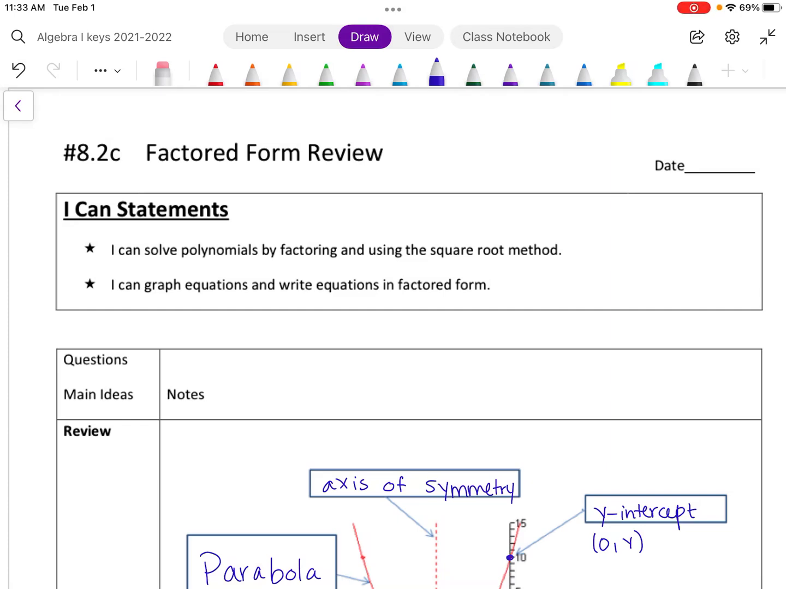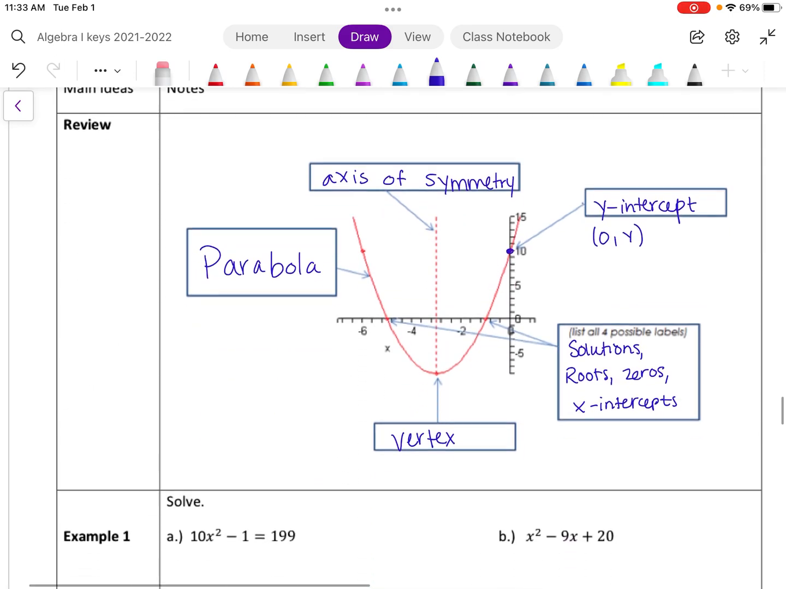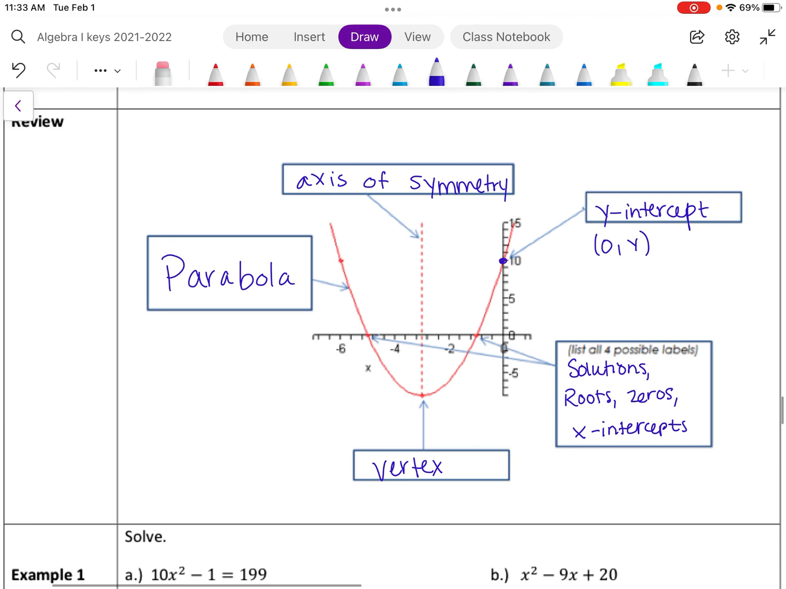Today we're talking about 8.2c, which is reviewing how to graph and write equations in our factored form. So just a little vocab review. Make sure you understand, right, that the name of our quadratic graph is a parabola. The axis of symmetry cuts our parabola in half.